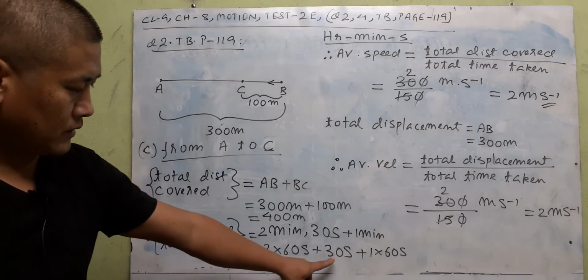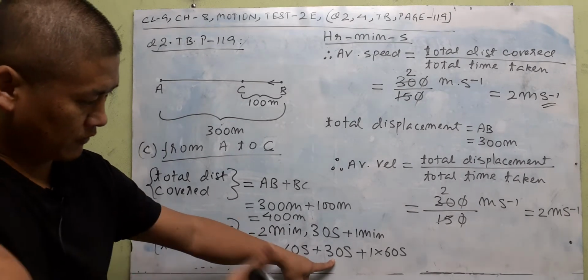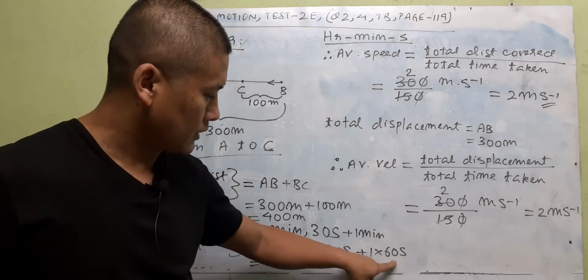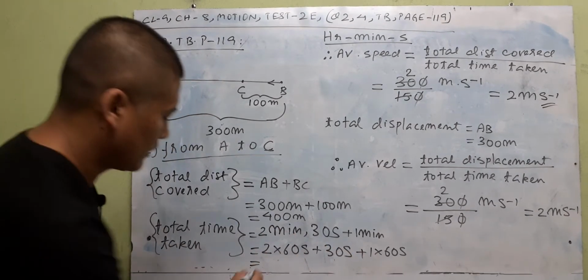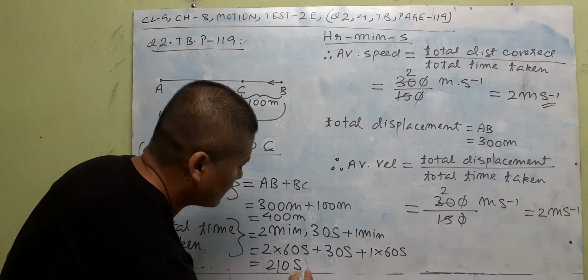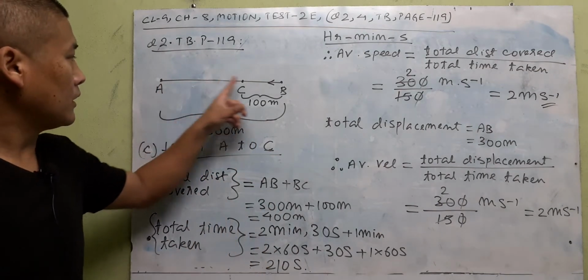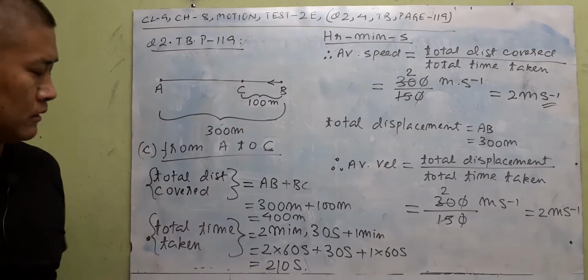So 120 plus 30, 150. We know that from the previous case. 1 into 60, 60 plus 150 is 210 seconds. Now the time is more because he's jogging back from B to C, right?